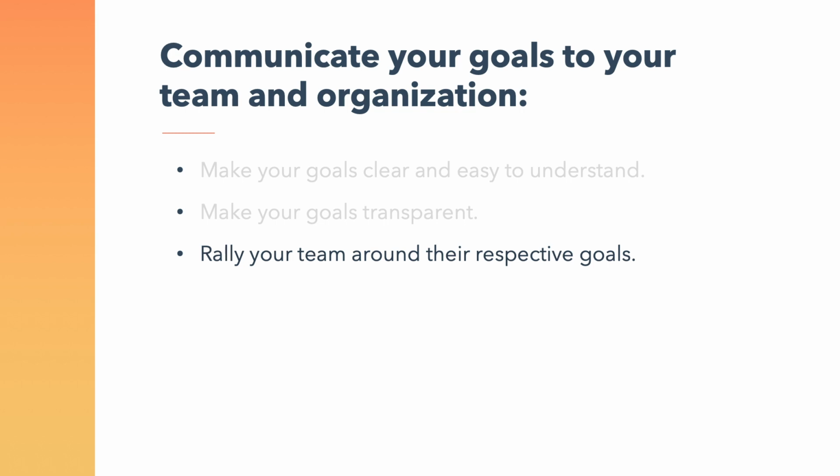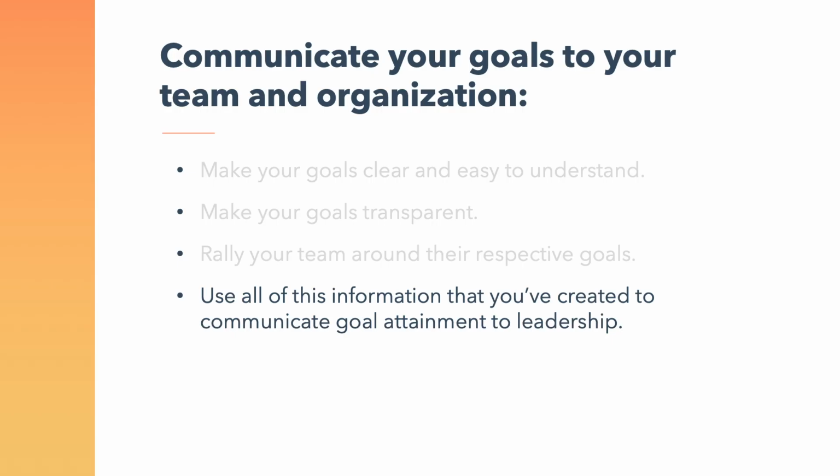You can also rally your team around their respective goals. Work with the members of your team to establish which goals fall under whose responsibility. This will give the ownership of the goal to its respective person on the team. Empower your team to share regular status updates on your goal attainment. You'll want to bake this into your team's weekly or monthly meetings. Lastly, use all of this information that you've created to communicate goal attainment to leadership within your company. Use your goal attainment documentation to point to all the hard work that you and your team do to push the business forward.